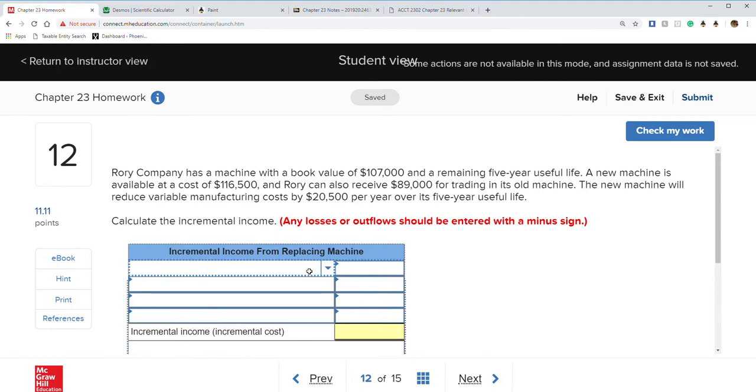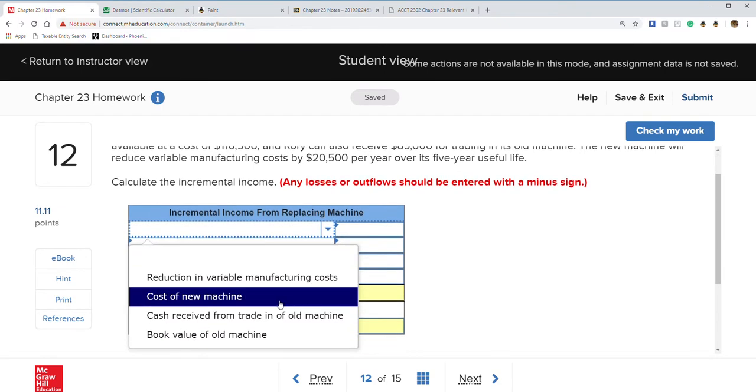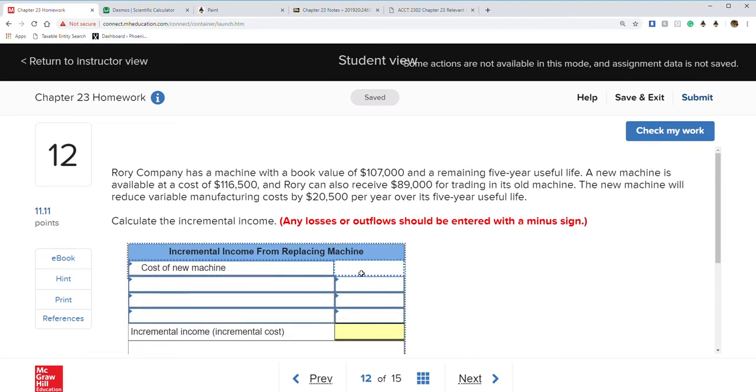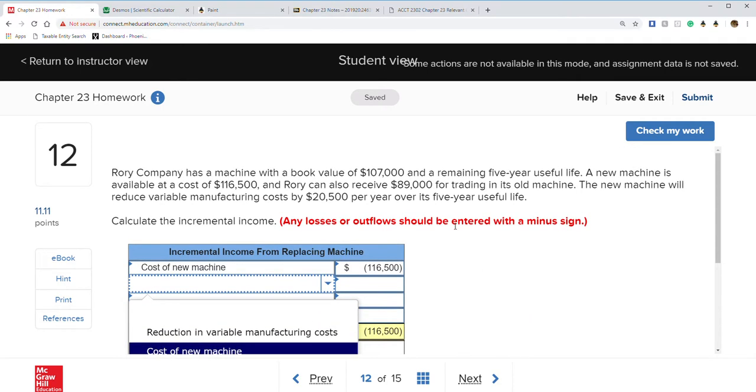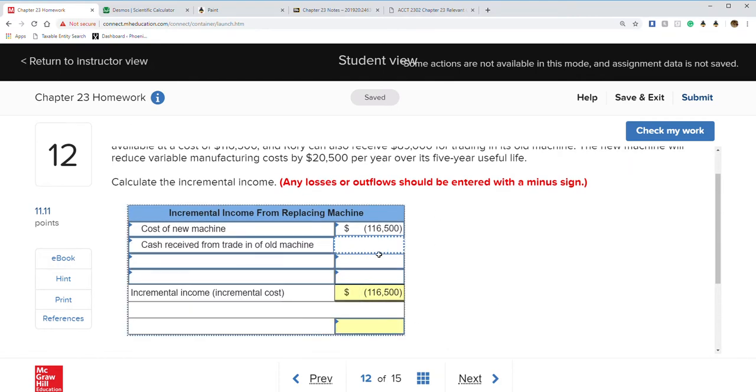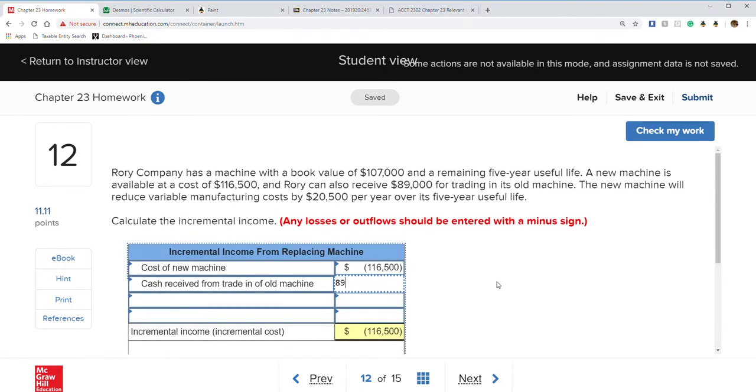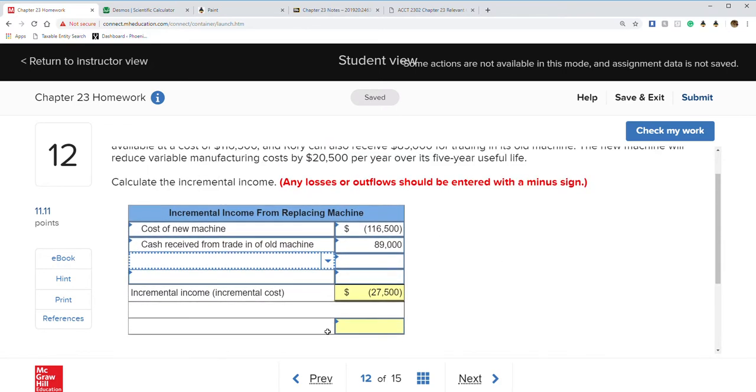Cool. So first thing is cost of new machine, and again, any outflows is going to be a loss since cash is going out. This is a loss of $16,500. Okay, next we're going to see anything that we have in trade. We do have trade, and that's going to reduce the price by $89,000. Okay, cool. So right here, again, should if we keep it.